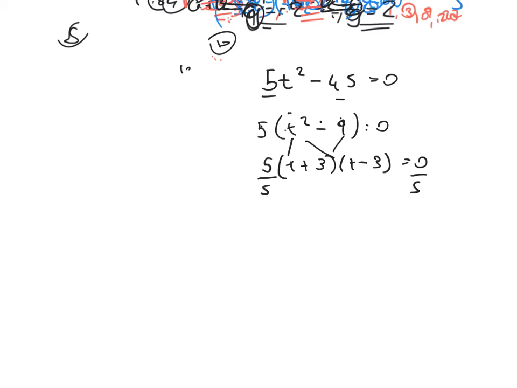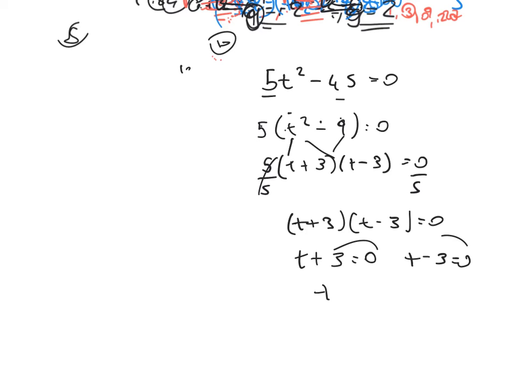Divide both sides by 5, gets rid of that. T plus 3 bracket t minus 3 is equal to 0. T plus 3 equals 0, or t minus 3 equals 0. Bring them over, change your sign. T equals minus 3, or t is equal to 3.